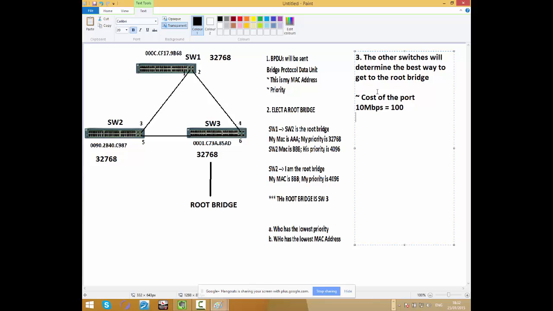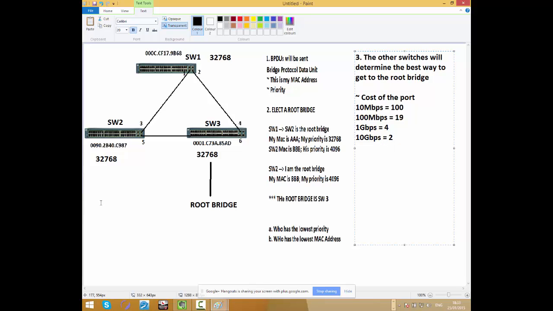No, Powell. 100 is 19. So 100 megabits per second is 19. 1 gigabit per second is 4. 10 gigabits per second is 2. So just remember this rule for spanning tree: the lowest always wins. The lowest one always wins, not the highest.